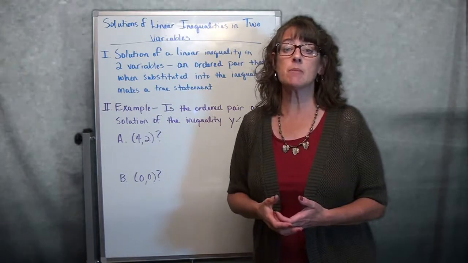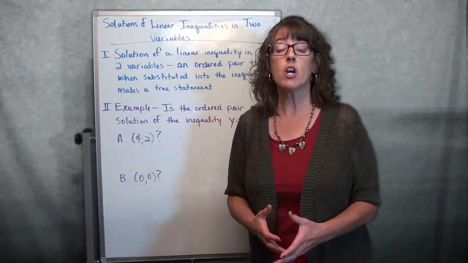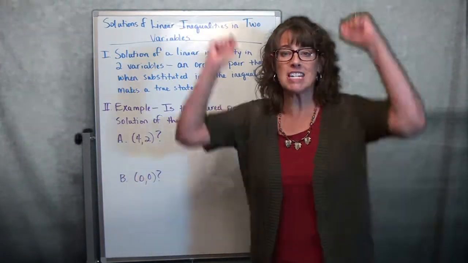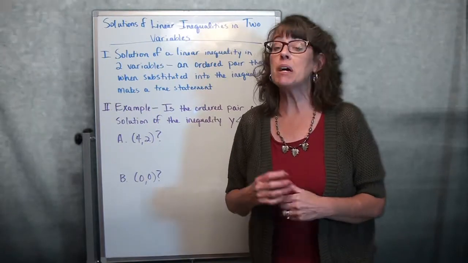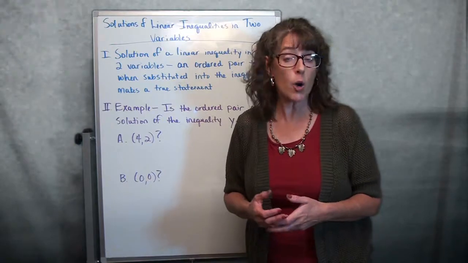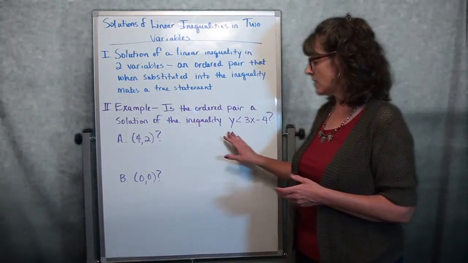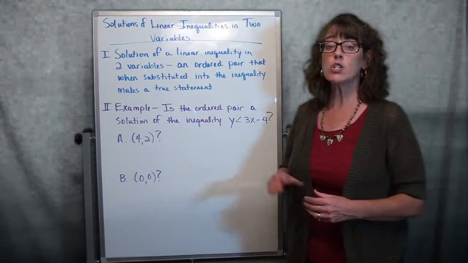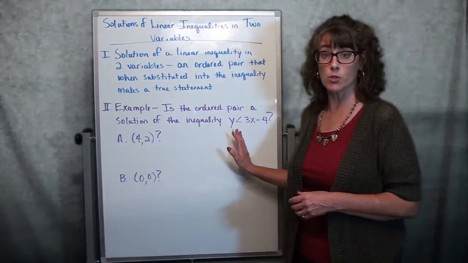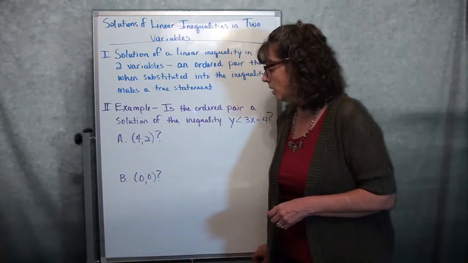I've said many times, and I still mean it, math is all about truth. We want true statements. So if you can substitute it in and you get a true statement, yes, it's a solution. But if you substitute it in and it doesn't create truth and it creates falseness, then no, it's not a solution. So in this example, and I've got two of them here, we want to determine, is this ordered pair a solution to this inequality, and is this ordered pair a solution to the inequality? Well, the only way to find out is to substitute it in and see what happens.